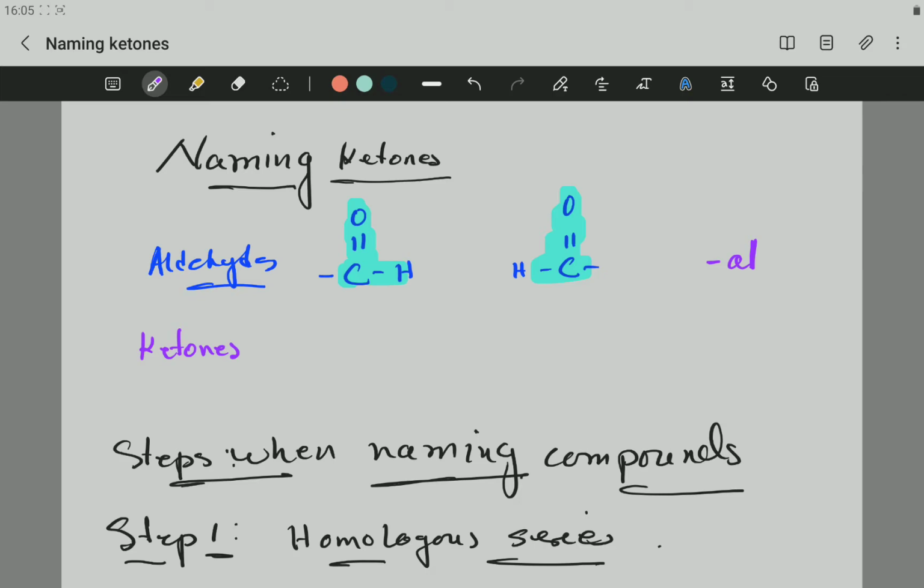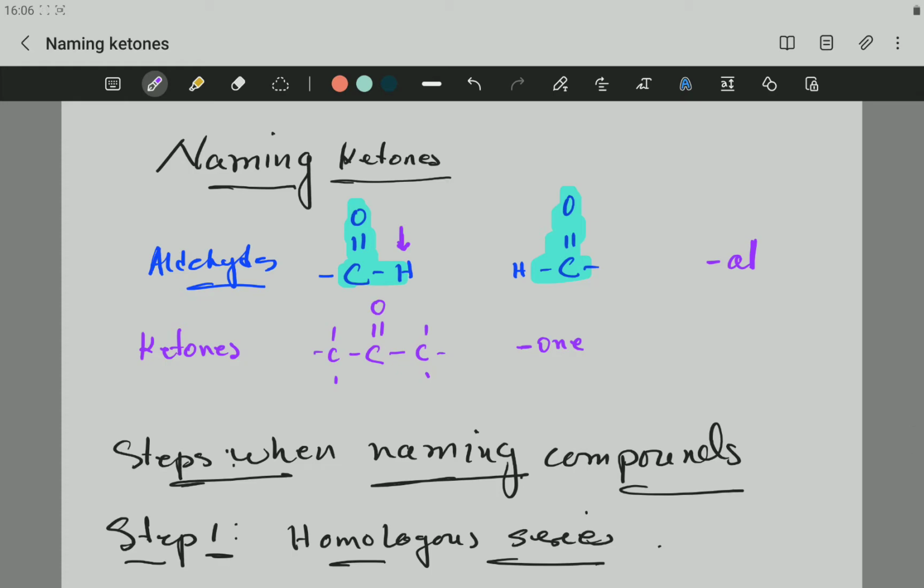Now the functional group of ketones, it is important to remember, is a carbon with a double bond to oxygen, and then I have another carbon. Ketones cannot be bonded to hydrogen with the functional group, otherwise it will become an aldehyde. I keep the aldehyde here so you can see the difference. The carbon of an aldehyde is bonded to one hydrogen, but the ketone is bonded to two carbons. So that is important to know. Now, the end of the name will finish in -one, like butanone, propanone, etc.